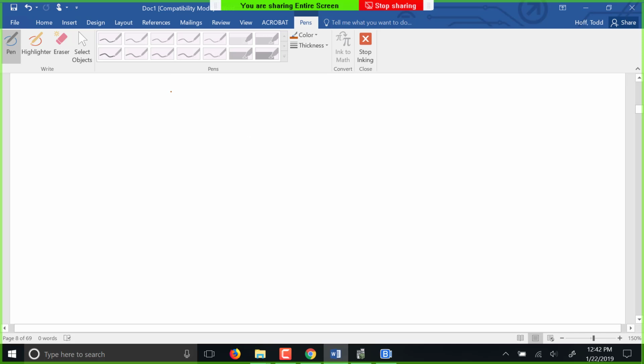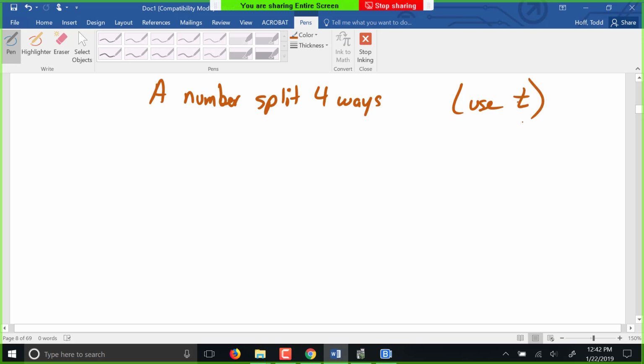Let's move on to a number split 4 ways. And I'm going to ask you to use t for our missing number. So how would we express a number split 4 ways? T over 4 or t divided by 4? Perfect. Both of those are perfect.